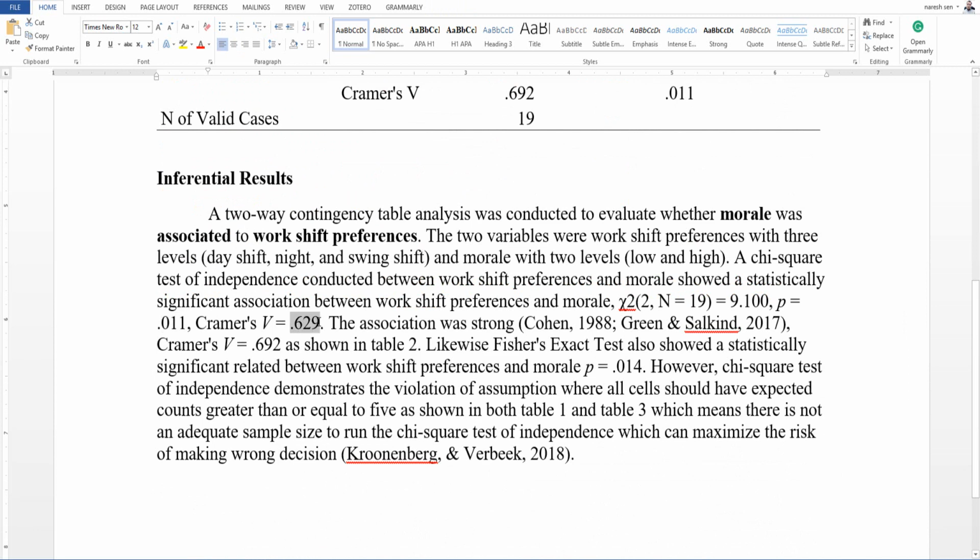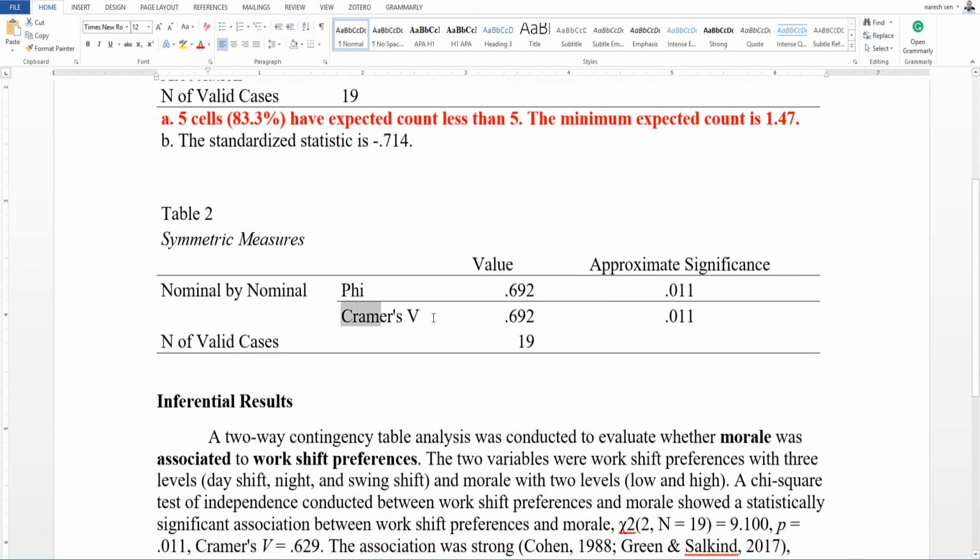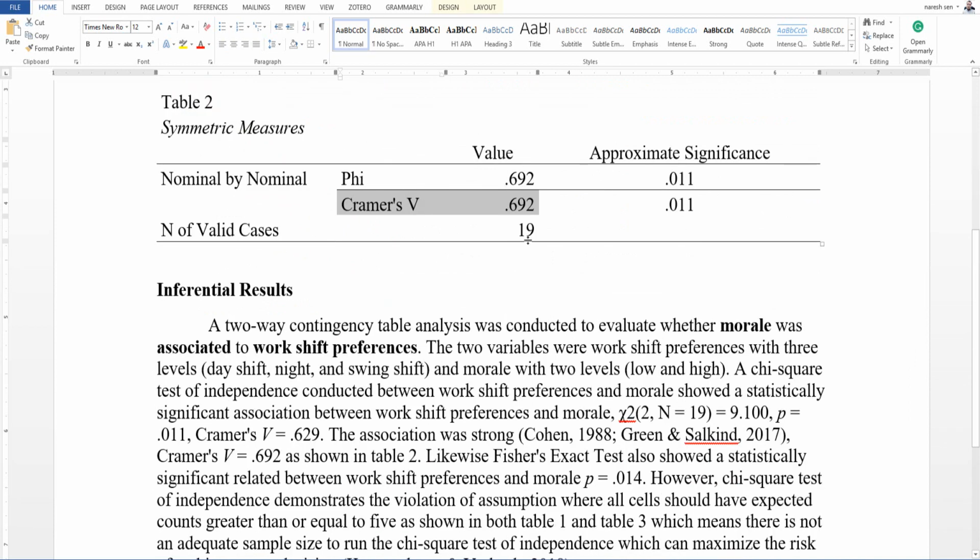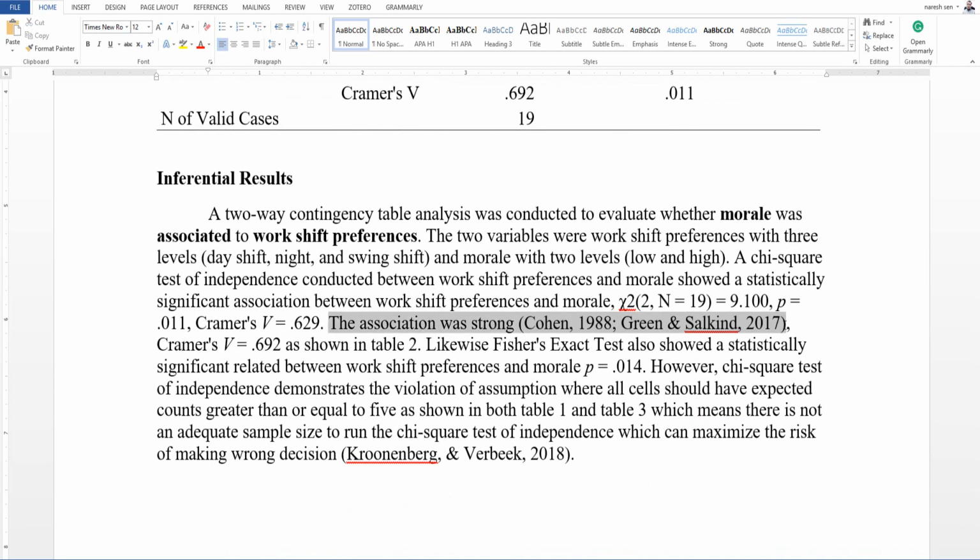Cramer's V, which is 0.629. Now this is where the Cramer's V is, this is another table, the symmetric measures table that we have copied from our SPSS report, and over here it is 0.69. That means it has a stronger association. So the association was strong, and in academic writing it is always advisable to use a citation because it validates the information that we are using in our report.